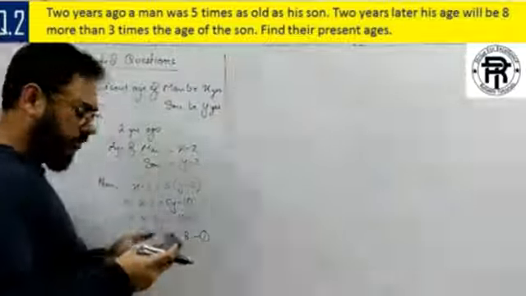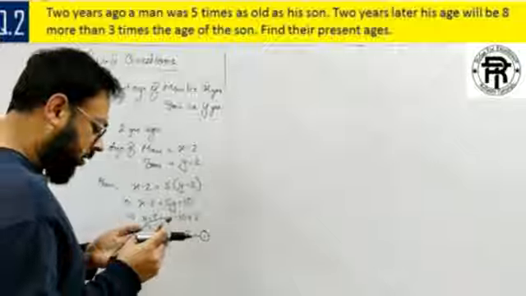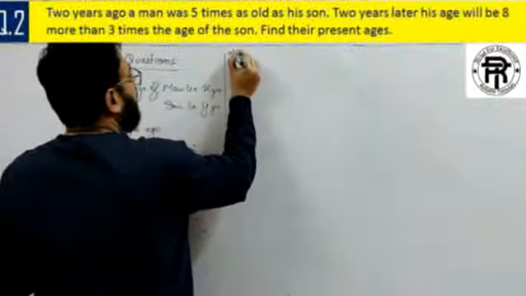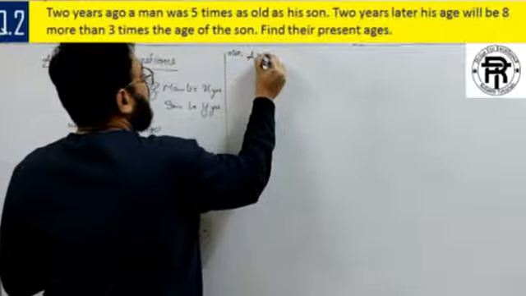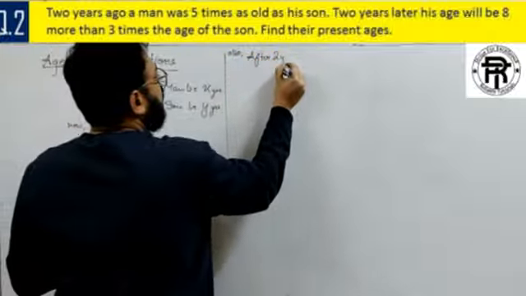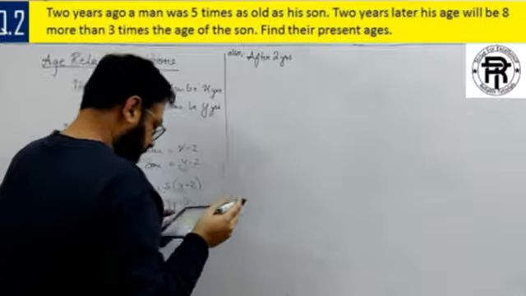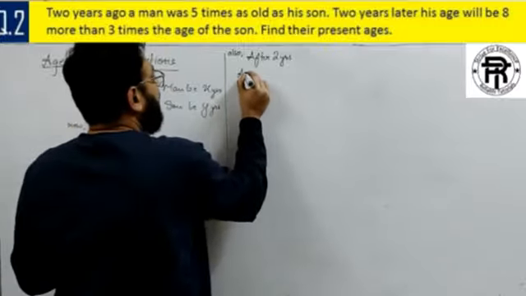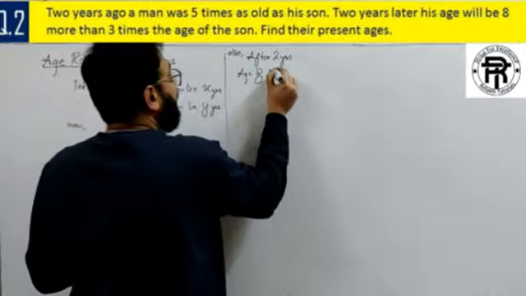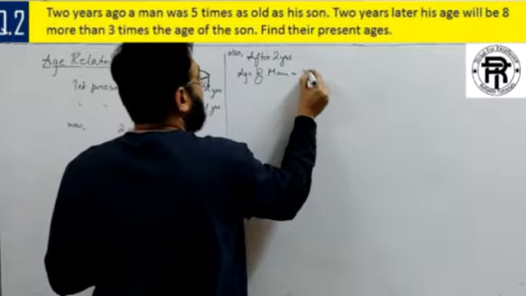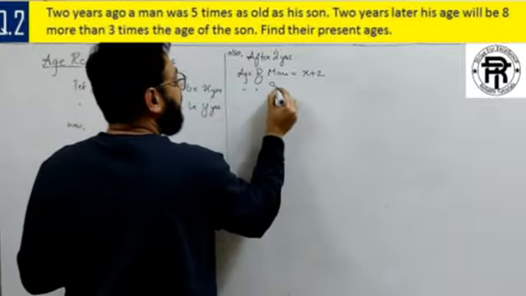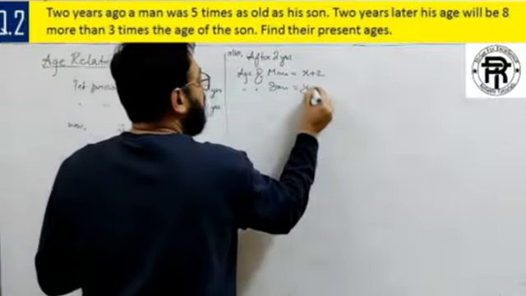Again, what else is given to us in the question? That 2 years later, now after 2 years, what will happen after 2 years? After 2 years, first of all, we must write age of man. What will be the age of man 2 years later? X plus 2. The age of man will increase by 2 years. And what will be the age of son then? Age of son also will increase by 2 years. Y plus 2.